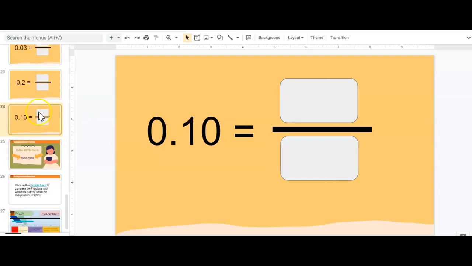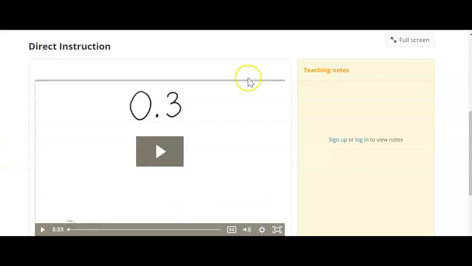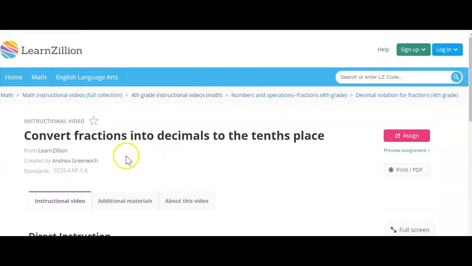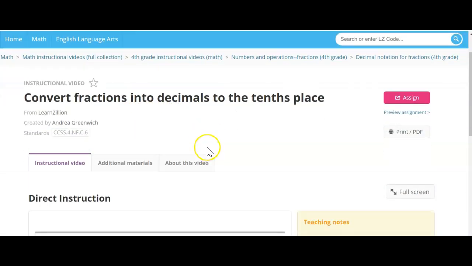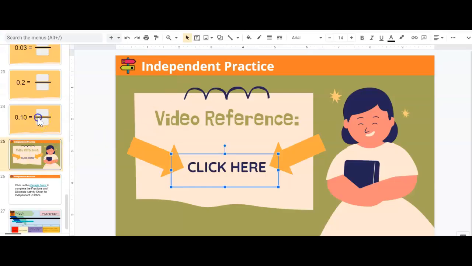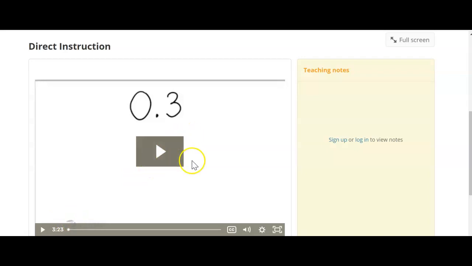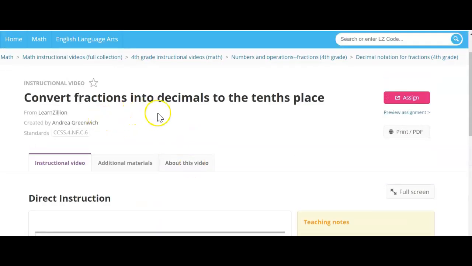All right, so you've had an opportunity to work on those. So next up, guys, here is just a video for you. This is a help video for you. When you click on that, this one is converting fractions into decimals to the tenths place. So if you need help with some of the previous ones, you can actually watch this video and it will help you. It's like a 3-minute video that shows you again how to convert fractions into decimals to the tenths place.